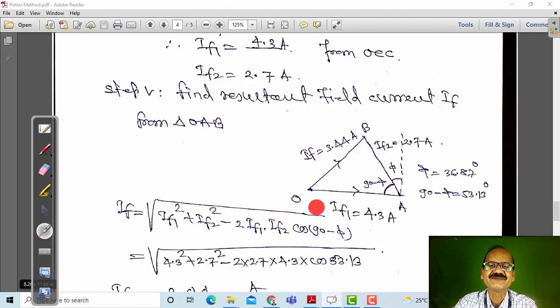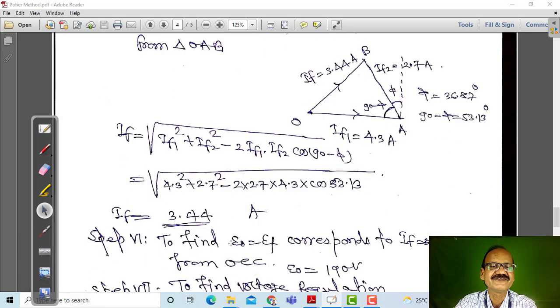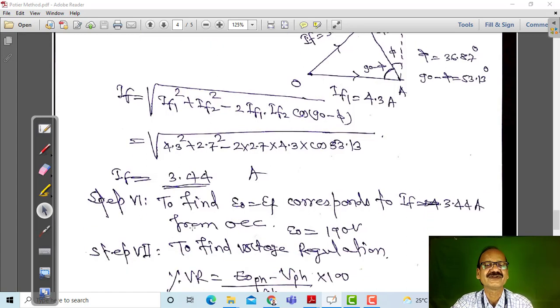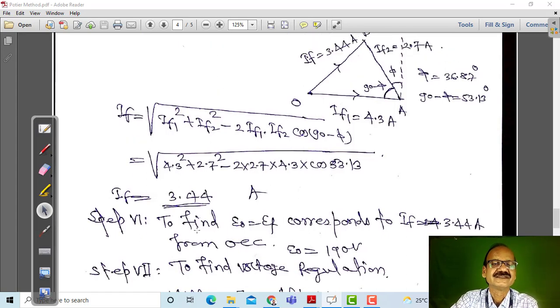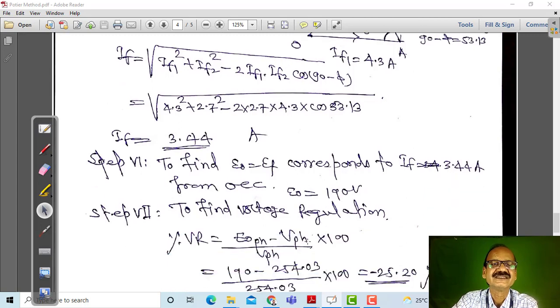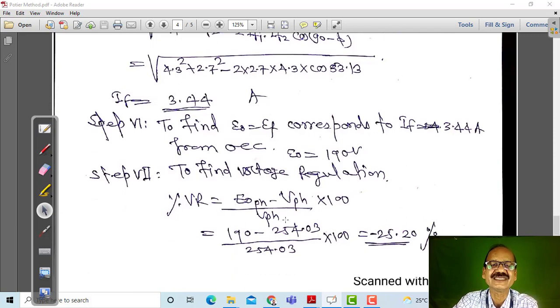If two sides of the triangle are known to you, you can find the third side. The resultant is square root of IF1 square plus IF2 square minus twice IF1 IF2 into cosine of the angle between IF1 and IF2, and it has been observed that the resultant field current is 3.44 ampere. Now, corresponding to this 3.44, find the E0 or EPH. It has been observed that for 3.44, the E0 is 190. We will check it on the graph.